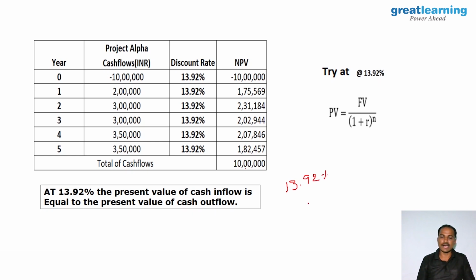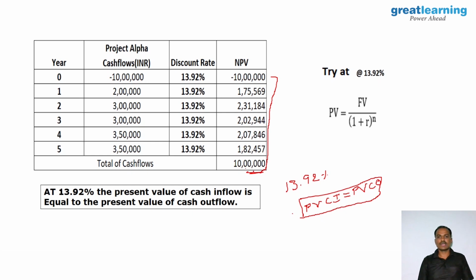13.92% is the rate at which the present value of cash inflow is equal to the present value of cash outflow. This is what we wanted. So the present value of cash inflow is equal to 10 lakhs now. You see this. So now what is the discount rate? This is the discount rate at which the present value of cash inflow is equal to the present value of cash outflow. So this looks like a very hard method because this is a manual method.